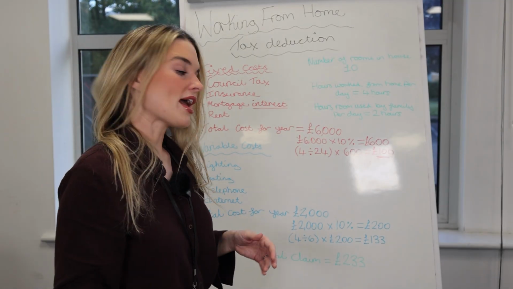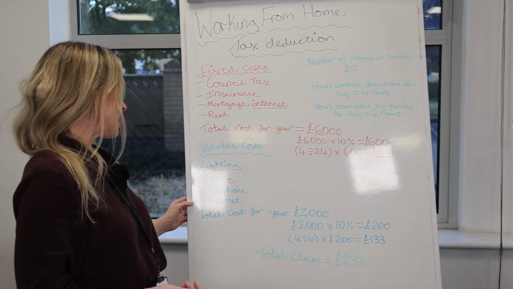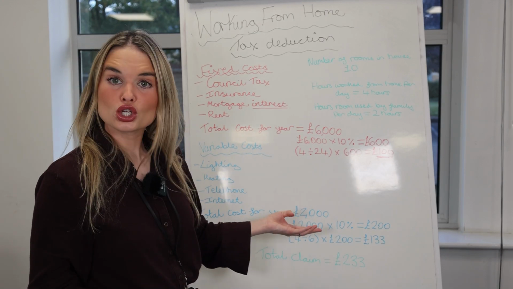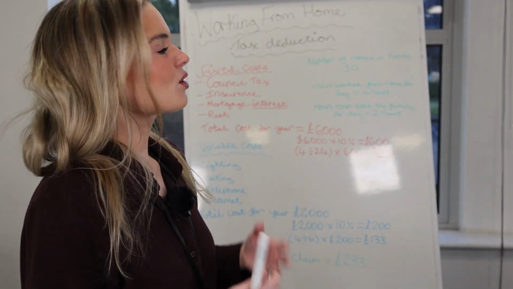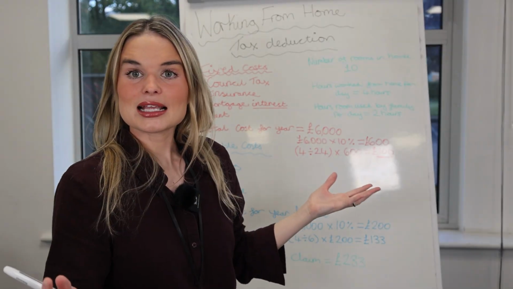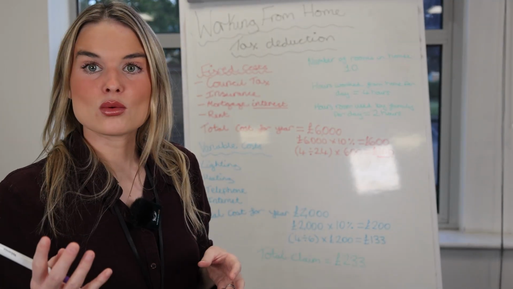Then we're going to have our variable costs. So that's going to be things like lighting, heating, telephone, internet. And in this example, my total costs for the year are going to be £2,000 in that category. So let's have a look at what we're going to do in order to calculate our tax deduction. As an example, I'm going to use a house which has 10 rooms just for ease of the calculation so we can see what's happening.